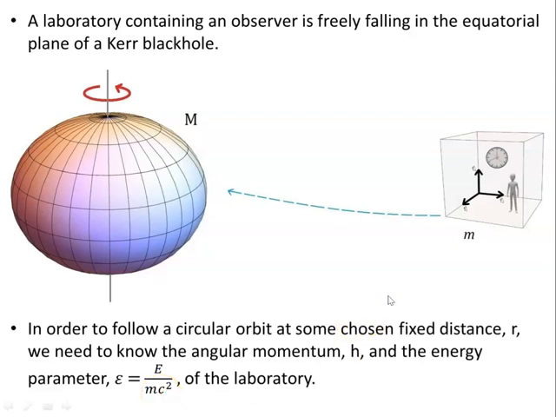Okay, we need to know some other things, but they're the two things we'd like to be able to find out. And for a given distance u, as you'll see, which is the reciprocal of the radius r, for some fixed distance, what angular momentum does this laboratory massive particle need, and what energy?